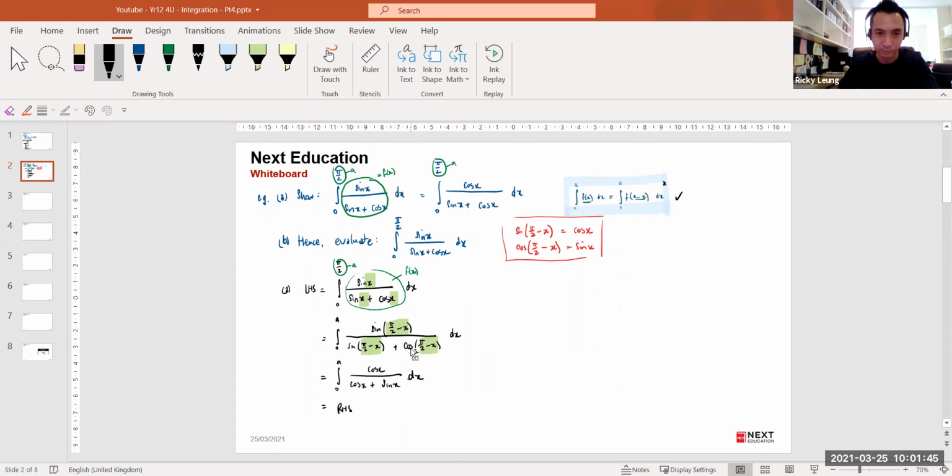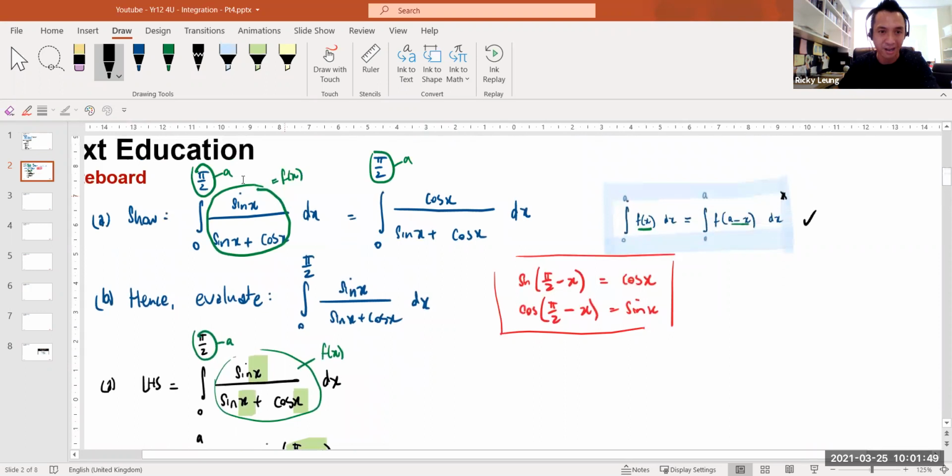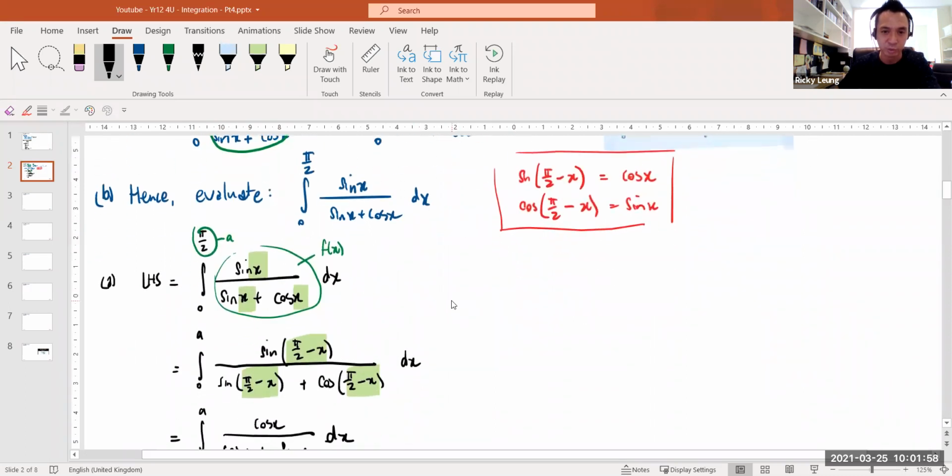Quite easy. And this is quite cool because right now, this is the point. It's very hard for me to integrate sine on sine plus cos. It's very hard to integrate cos on sine plus cos. But with the symmetry property, I can actually use it to help me do part B.